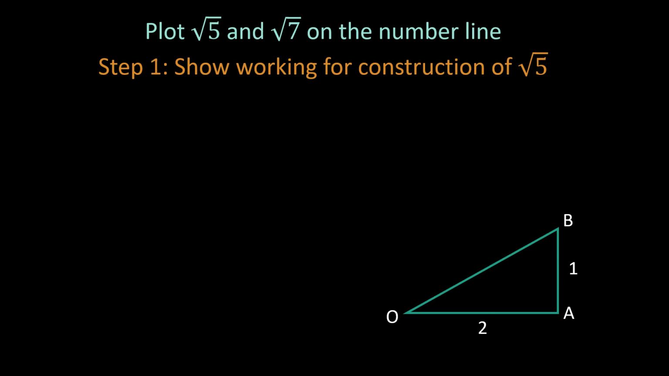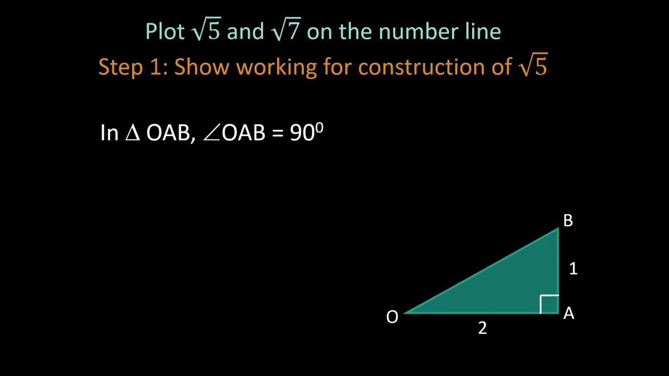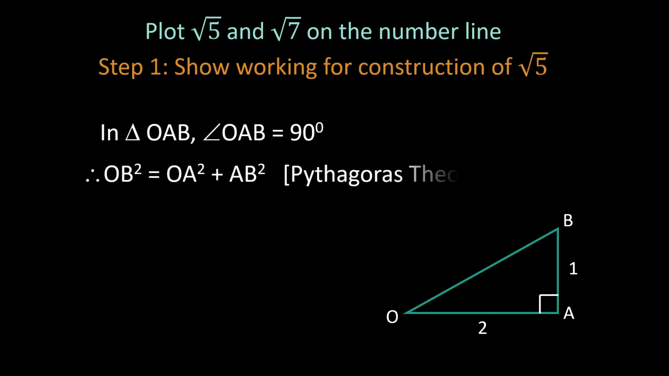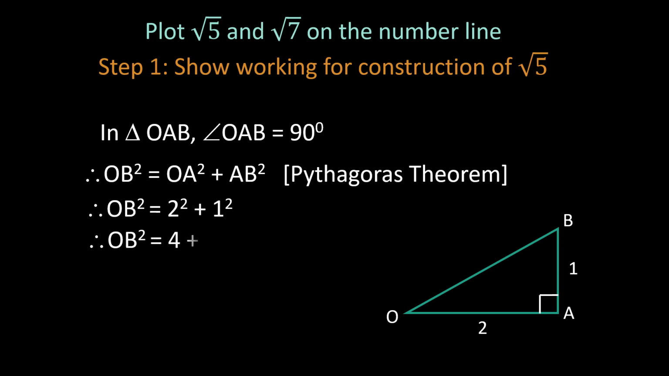In triangle OAB, measure of angle OAB is equal to 90 degrees. Therefore, OB square is equal to OA square plus AB square, Pythagoras theorem. Therefore, OB square is equal to 2 square plus 1 square. Therefore, OB square is equal to 4 plus 1. Therefore, OB square is equal to 5. And therefore, length OB is root 5.